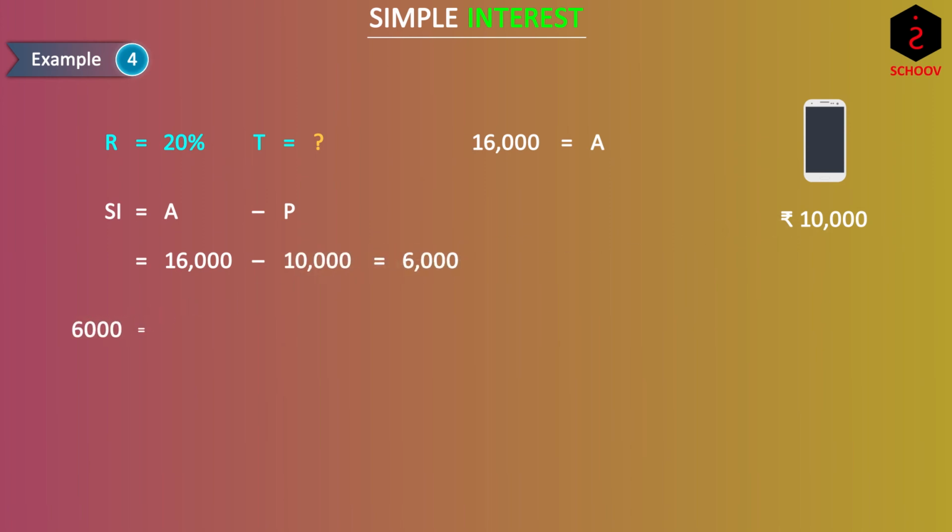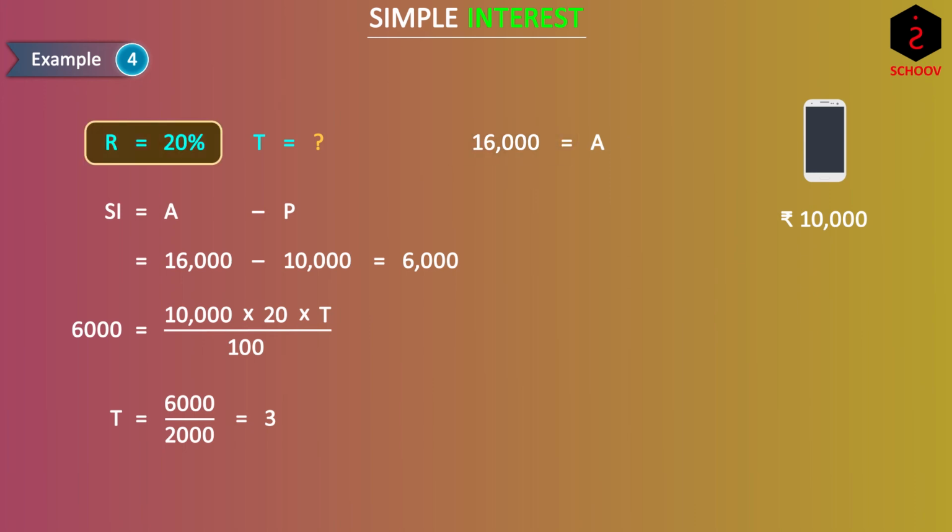So, 6,000 is equal to PRT by 100. 10,000 into 20 into time, T, upon 100. This reduces to T equal to 6,000 by 2,000. 3. This means that if I have to buy the mobile at not more than 16,000 at a rate of 20%, I must pay the amount back within 3 years. But it costs me more than the original 16,000, obviously.